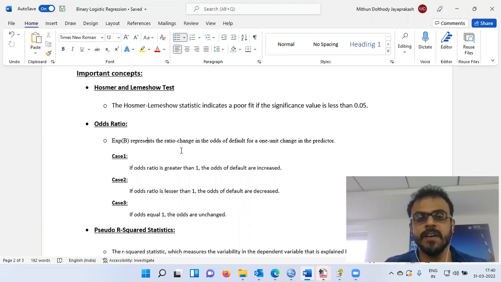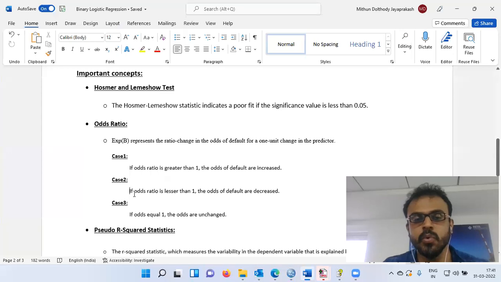Here, we have to be aware because there are 3 cases. The first case is when the odds ratio is greater than 1. The second case is the odds ratio is less than 1. And the third case is the odds being exactly equal to 1. Let's explore the first case. What happens when the odds ratio is greater than 1? If the odds ratio is greater than 1, the odds of default are increased. Very important point. When you look at the exponential of beta column, which we will explore in a couple of moments, if the odds ratio is higher than 1, it means that the odds of default are increased.